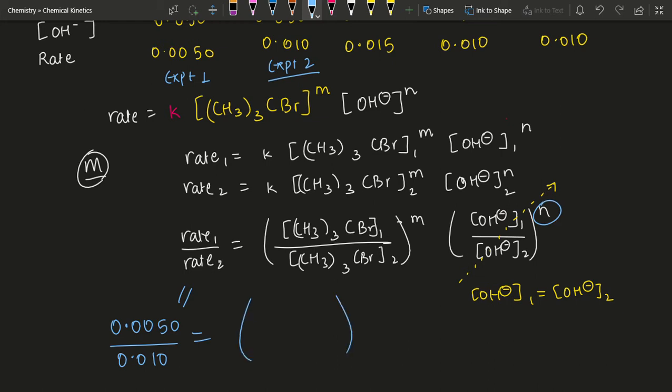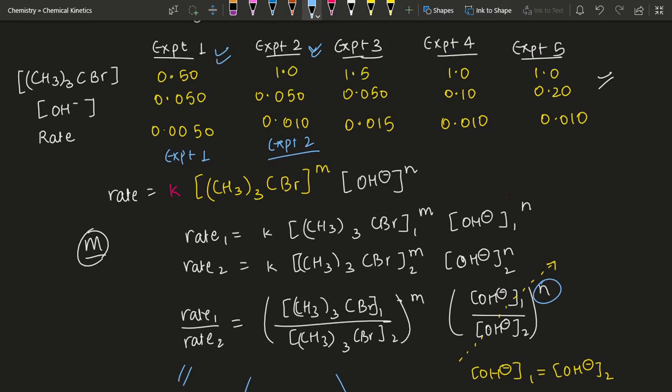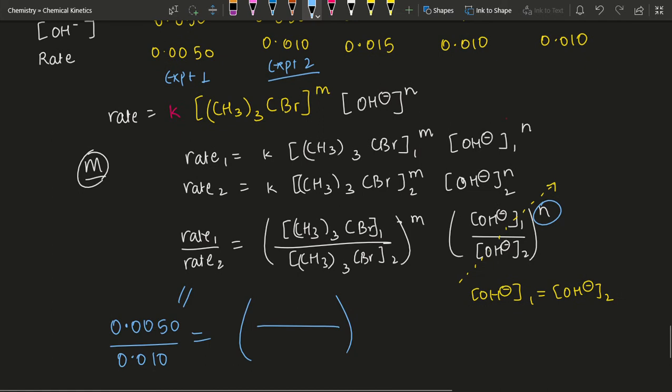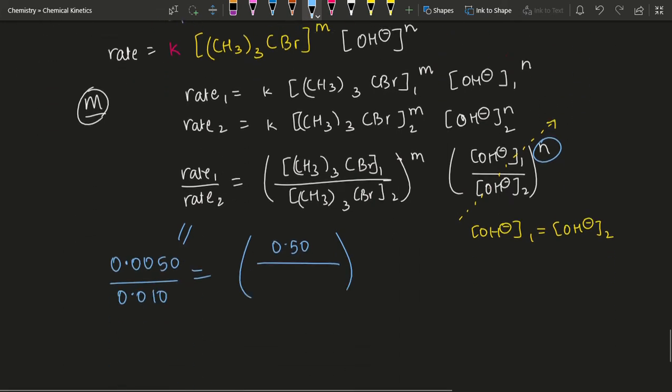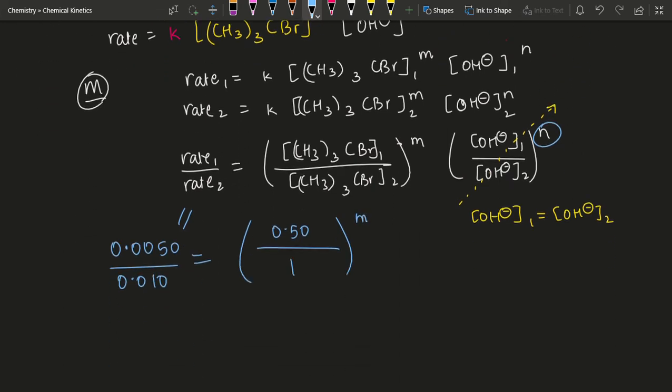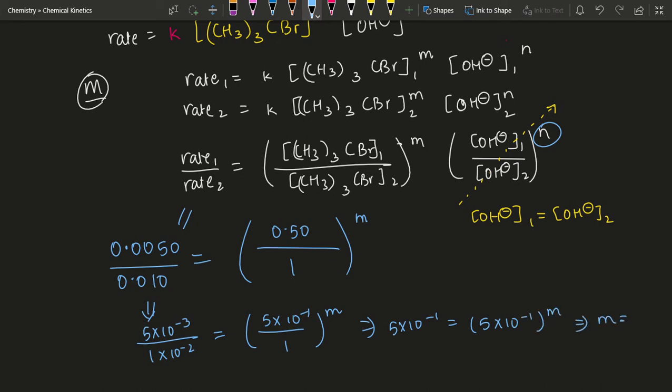So in the first experiment, the concentration of the halide is 0.50, and that of the second is 1. And now you just have to solve for m. Let's just do it. So this would be equal to 5 into 10 to the power negative 3 over 1 into 10 to the power negative 2 equals 5 into 10 to the power negative 1 over 1. Just writing everything out in scientific notation helps. And if you do that, you are left with 5 times 10 to the power negative 1 equals 5 times 10 to the power negative 1 to the power m. And that just means that m is equal to 1.